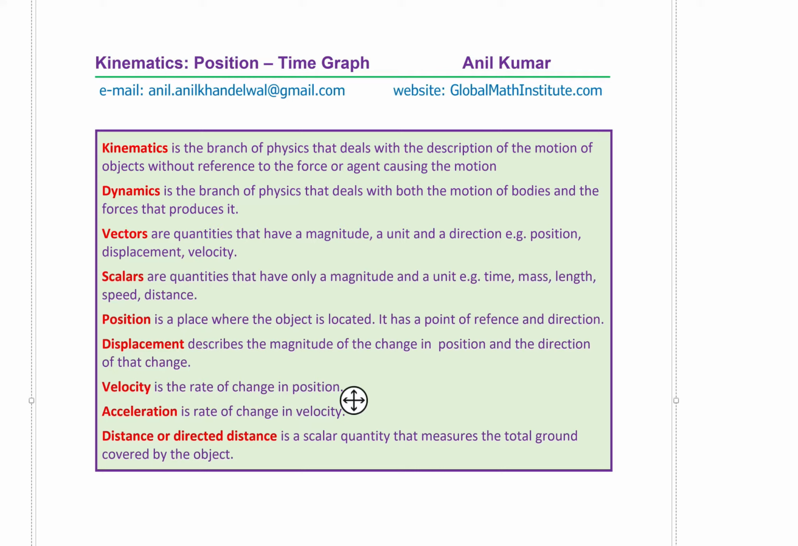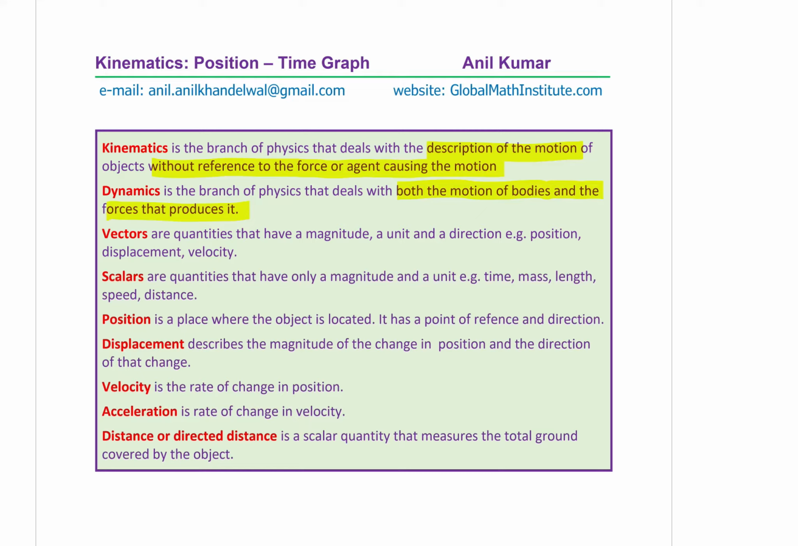Kinematics. As you know, kinematics is the branch of physics that deals with the description of motion of objects without reference to force or agent causing the motion. So that is kinematics. When we talk about dynamics, in that case, it is the branch of physics that deals with both the motion of the bodies and the forces that produce it, right? So that gives you a clear distinction between the two terms.